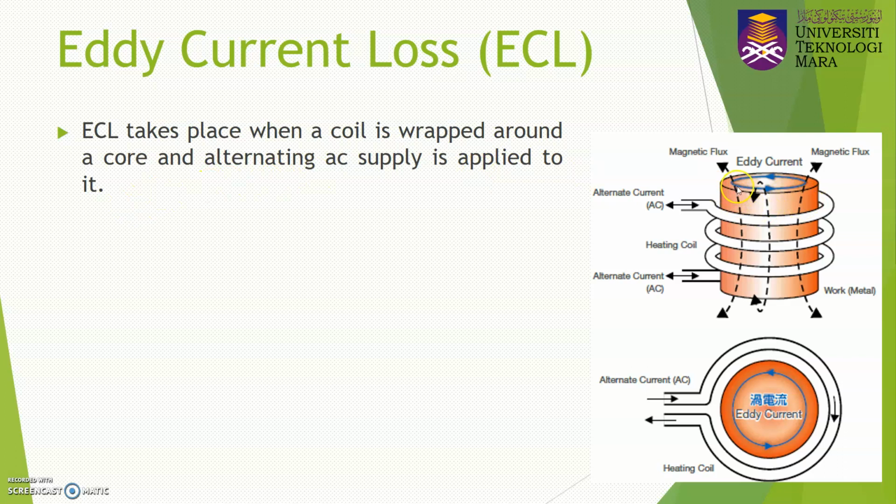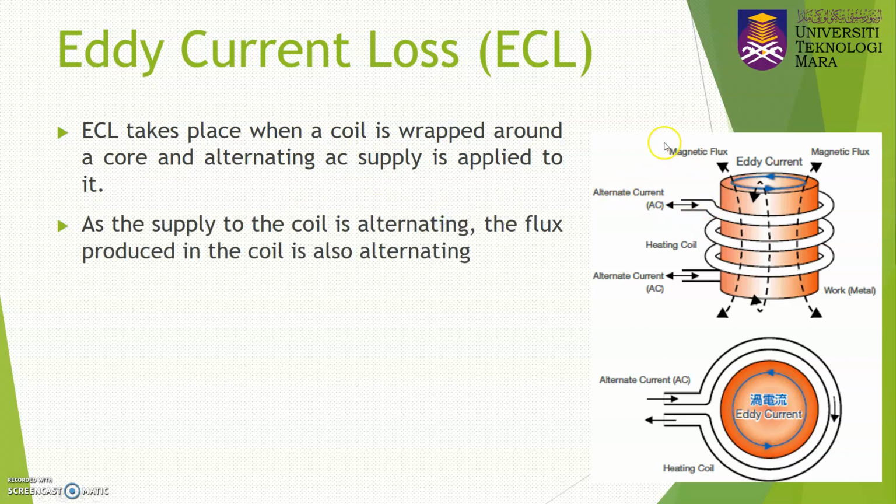Here you have a core. This is your magnetic core. And then you wrap the core with the coil. So this is your coil. And then you supply the alternating AC current. Alternating AC supply, you can see the direction of the AC going in, going out, going in and going out. So this may cause the magnetic flux to be alternating as well. The magnetic flux will be going up, going down, going up and going down.